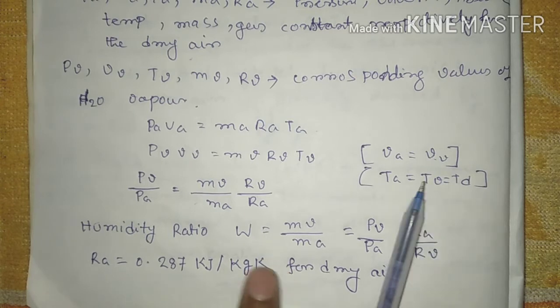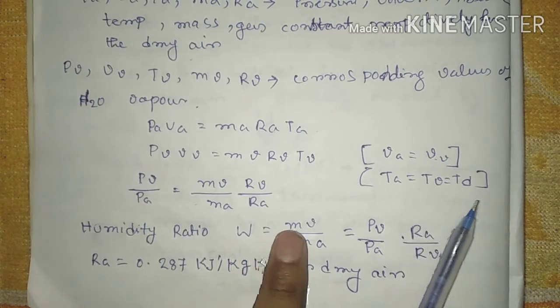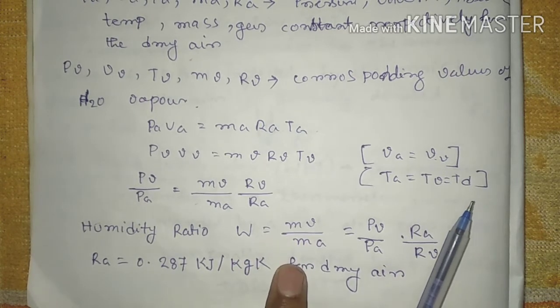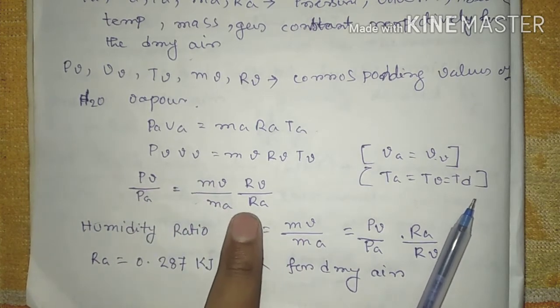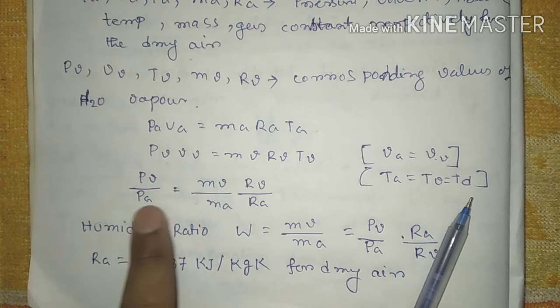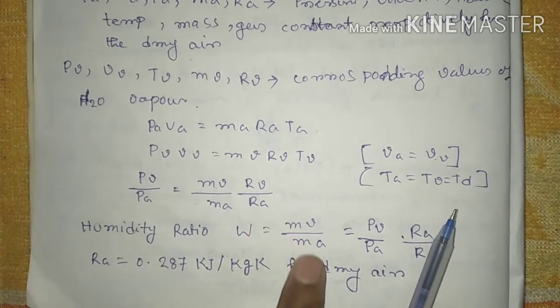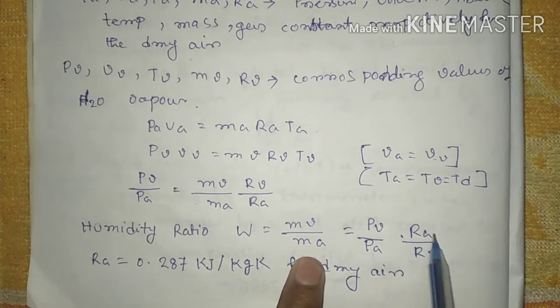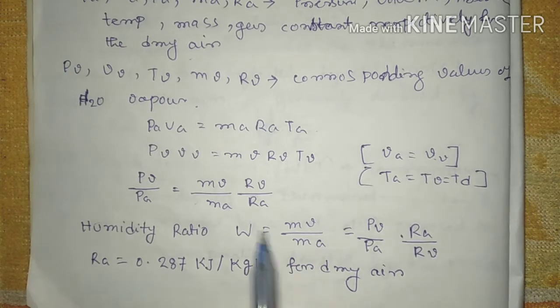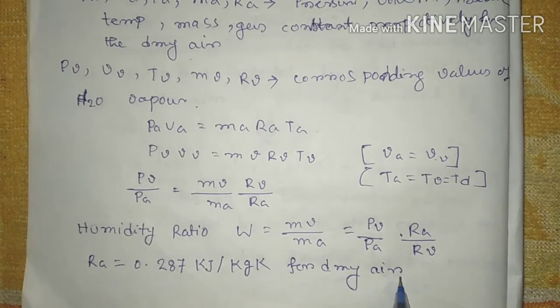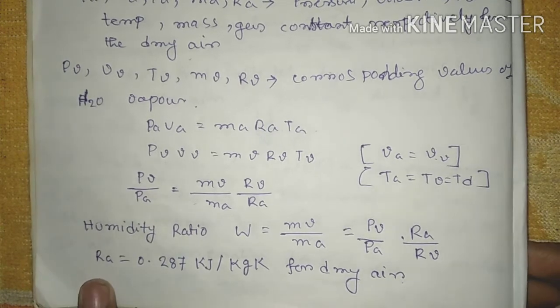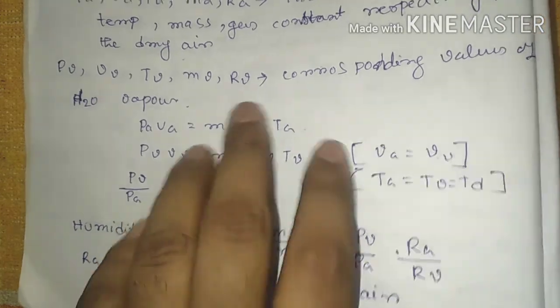So the humidity ratio W is equal to MV by MA, which you can write as PV into RA divided by PA into RV. So in terms of MV by MA, you can write PV RA divided by PA RV. Now in this equation, RA is equal to 0.287 kilojoule per kg Kelvin for dry air. As you know, this is the gas constant value for dry air.